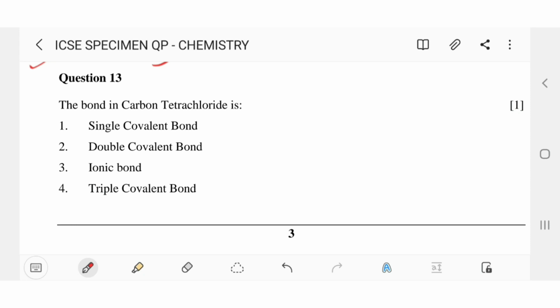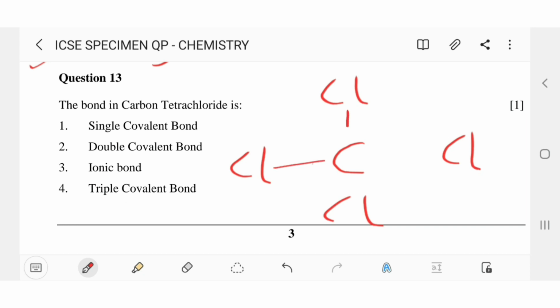Now, question number 13. The bond in carbon tetrachloride is. Okay, the structure of carbon tetrachloride has one carbon atom in the center, then Cl, Cl, Cl, Cl. Chlorine has 7 valence electrons and carbon has 4. So carbon shares one electron with each of the 4 chlorines. Here is a single covalent bond, here single, here single, here single covalent bond, which shows that chlorine and carbon both share one electron with each other. So the correct option is single covalent bond.